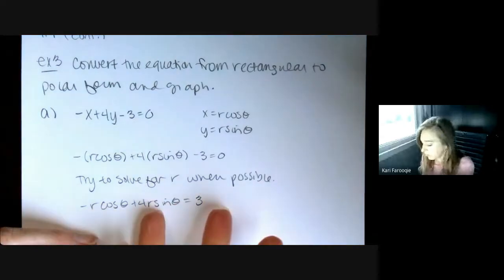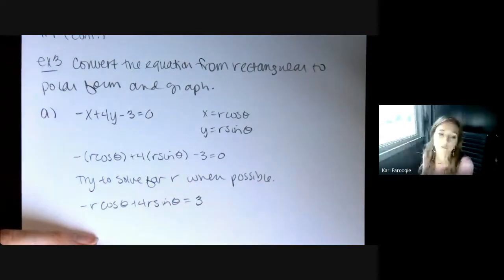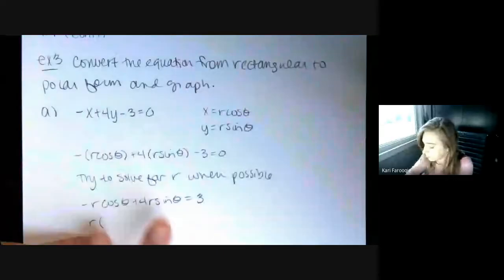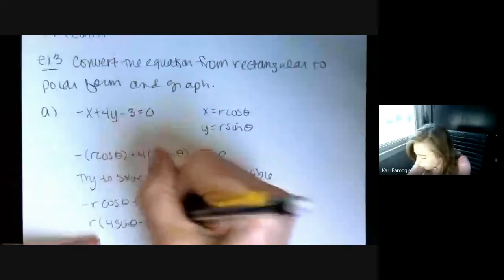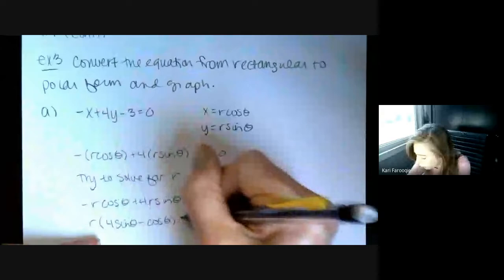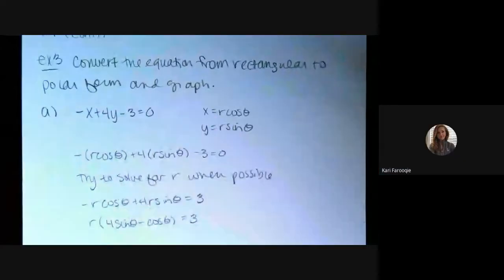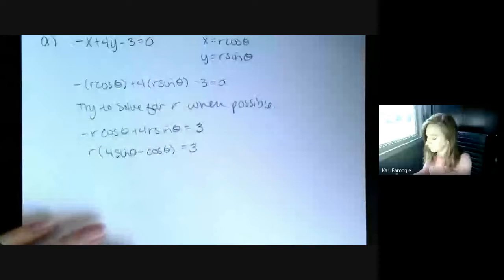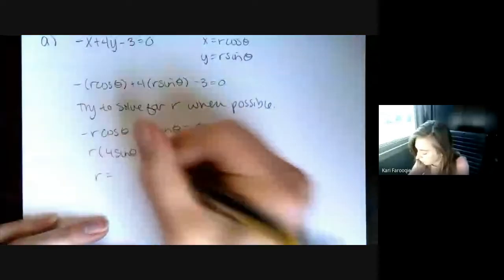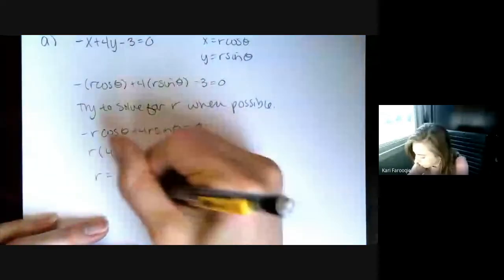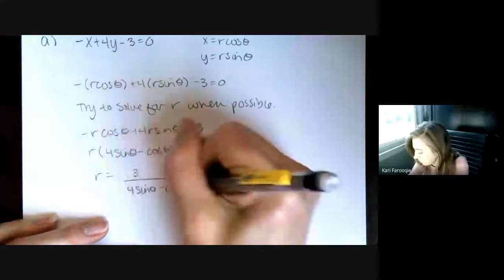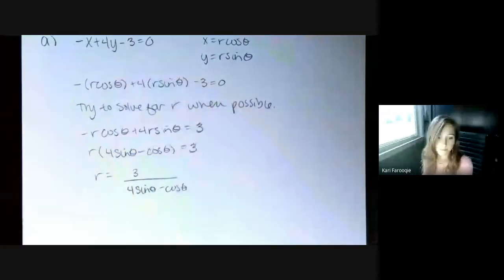And then since we're trying to get r by itself, I know you guys have done a lot of work with this, not with r's, but with y's. We can just go ahead and factor it out, and then we'll just divide out everything that's not in that factor. So go ahead and take out the r, factor it out, and then I'm going to write this as subtraction instead of addition. So this will be 4 sine theta minus cosine theta. And then to solve for r, we'll have r equals 3 divided by 4 sine theta minus cosine theta.